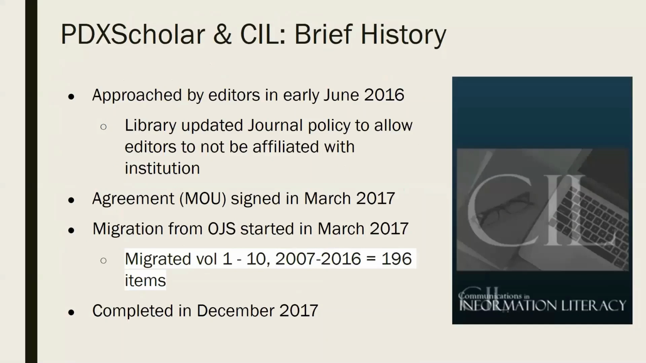So in early 2016, I was approached by a CIL editor who was affiliated with Portland State, Bob Schroeder. The CIL editors were looking at the possibility of moving out of OJS. So we spent the first few months exploring what a partnership would look like, how the migration would work, and how much work it would take. We also spent the time getting to know each other. This was the first time many of us had met, let alone worked with one another.